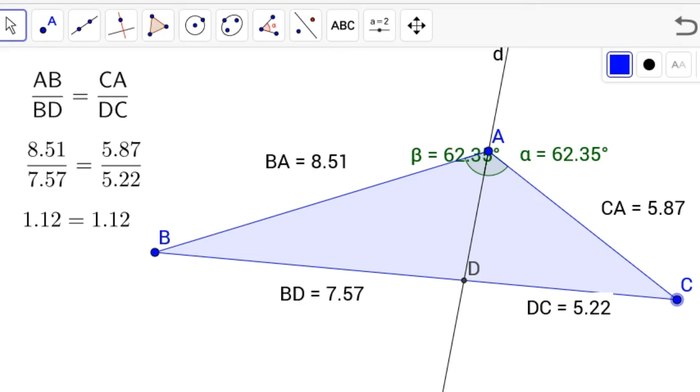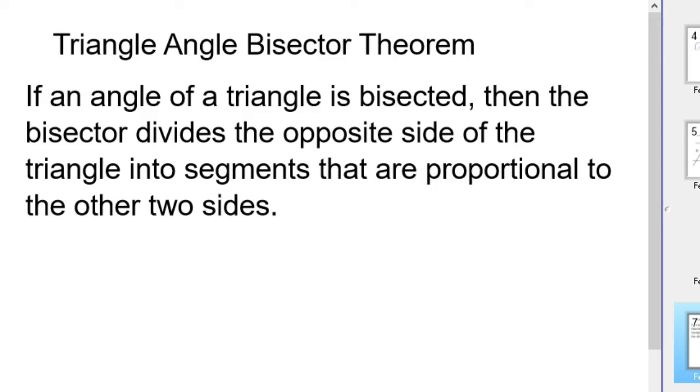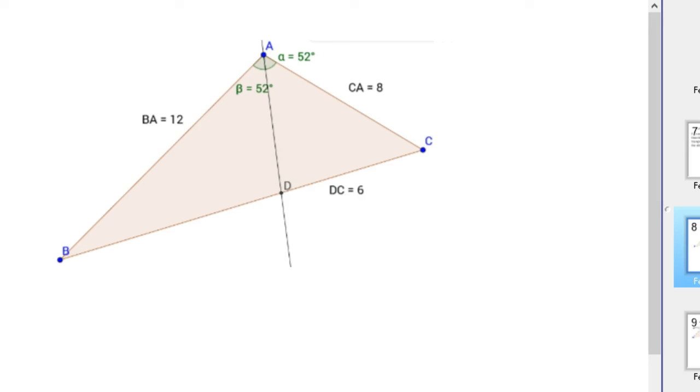Now let's do a few problems like what you would see in a textbook. Using the same image, I took one of the sides out. In this case I took out BD. We'll call it X, so we want to find that length. See if you can set up the proportion and solve this. Hit pause and try it out.